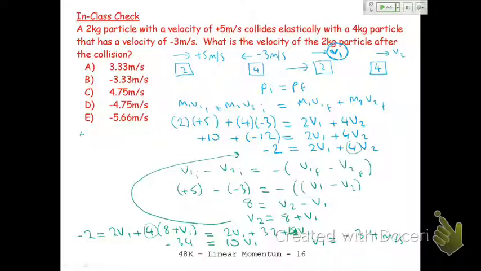So this is 2V1 and then 4V2. If I substitute in, that's going to be 4 times 8 to 32 plus 4V1. So I take this to the other side, and what's that going to be? 6. Yep. 4V1 plus 2V1 is 6V1. So V1 equals minus 34 over 6, which equals minus 5 point, what's that going to be? 66? 5.66 meters per second. Sorry, I rushed, and I'm going to turn it off. So just go step by step.